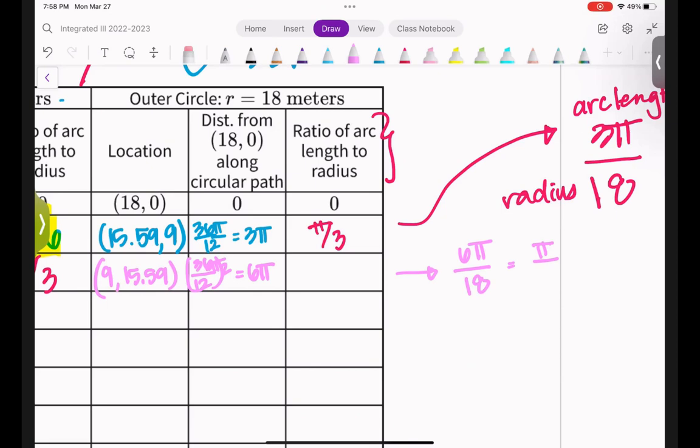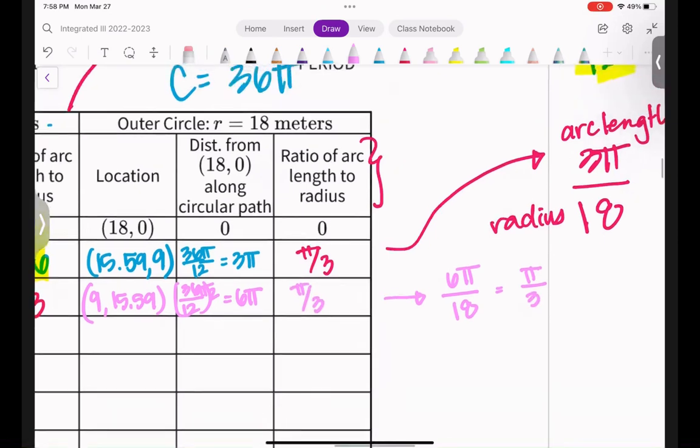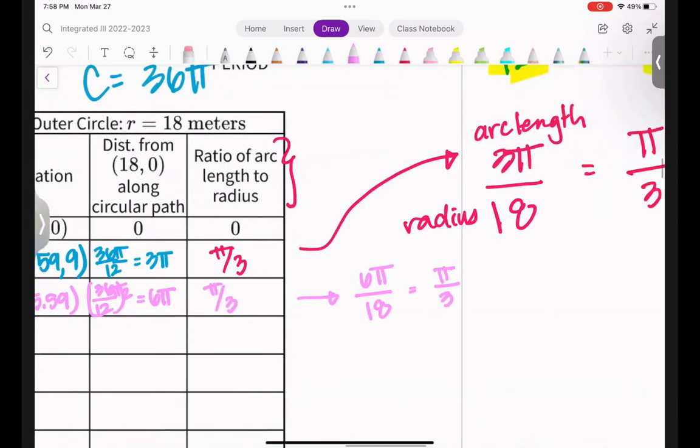I feel like I did something wrong. Oh, I did do that wrong. This is pi over 3. This one I multiplied wrong, and this is pi over 6, y'all. I messed up. So that needs to be fixed. So make sure you fix that last one.